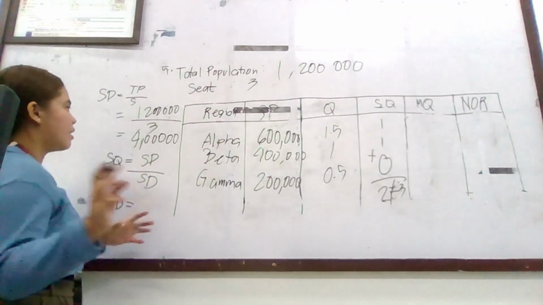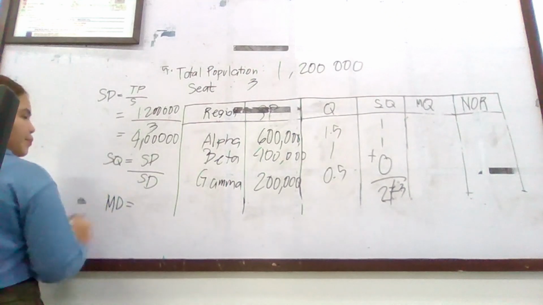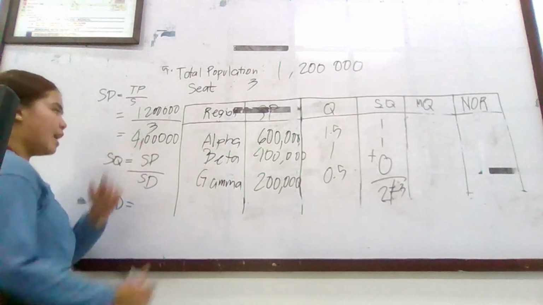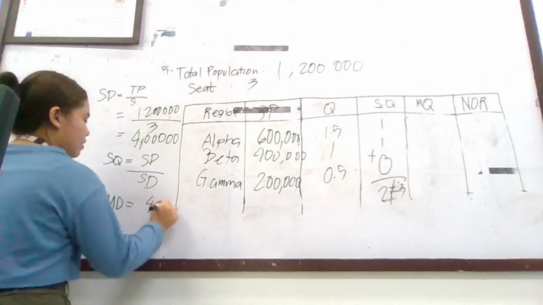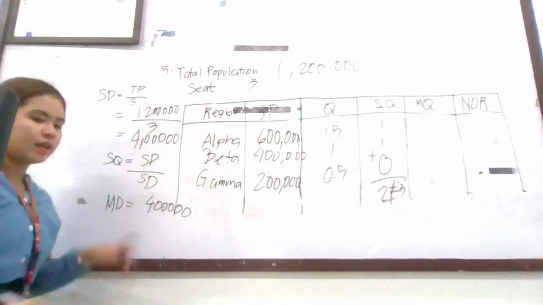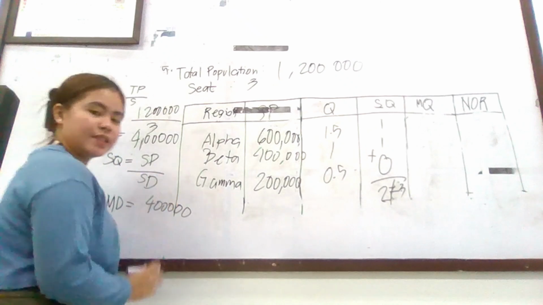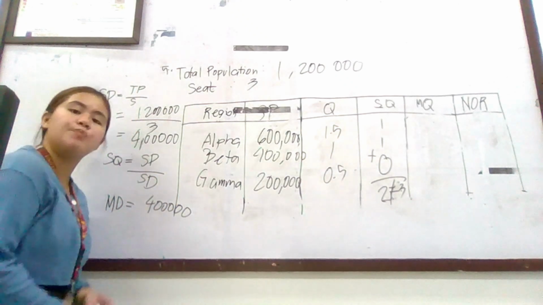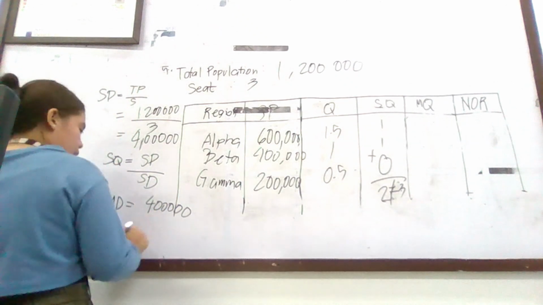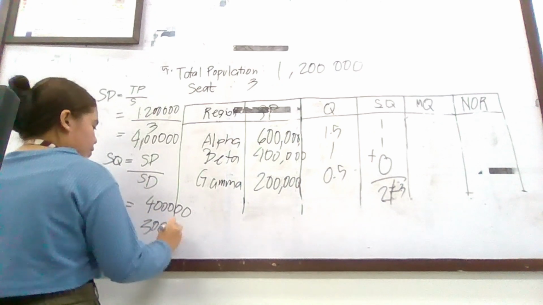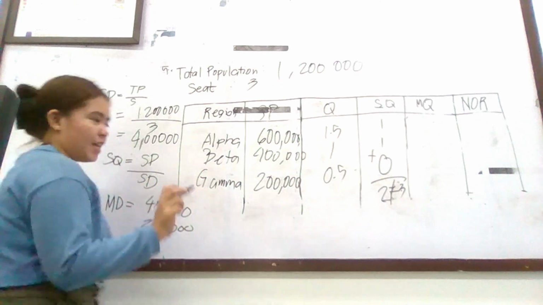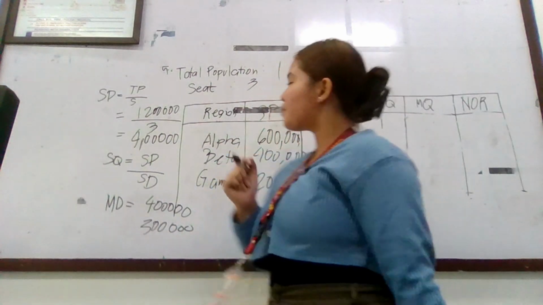So let us just find a number that is lesser than 400,000. So in this problem, we can use 300,000, which is lesser than 400,000. So let us try.